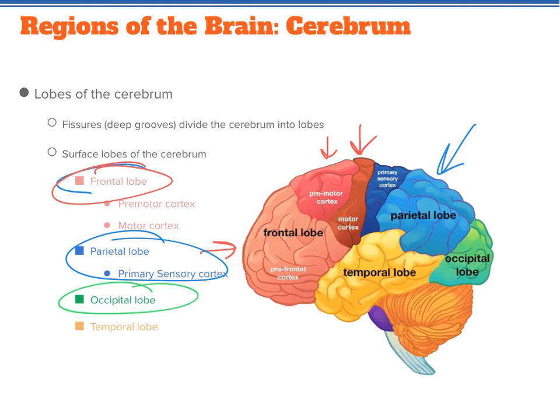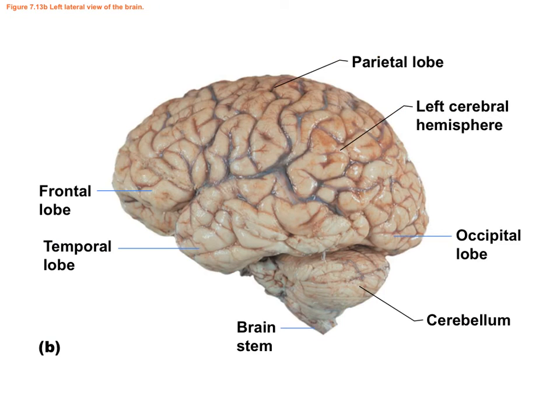And then in the back of your head, you have your occipital lobe, and your temporal lobe is the last part. If you remember when we learned about the temporal bone, the temporal lobe is like if you were to follow the ear back, that's where your temporal lobe would be. So these are the four lobes of the cerebrum.